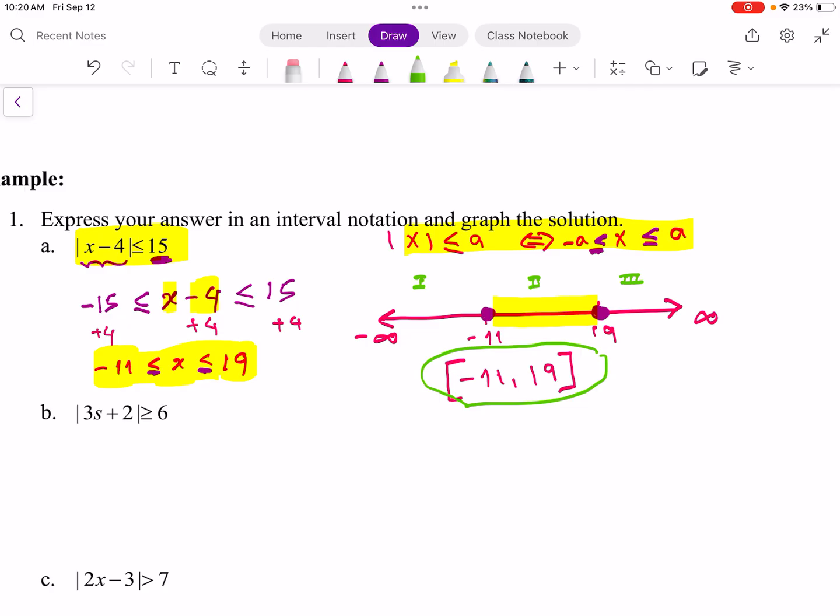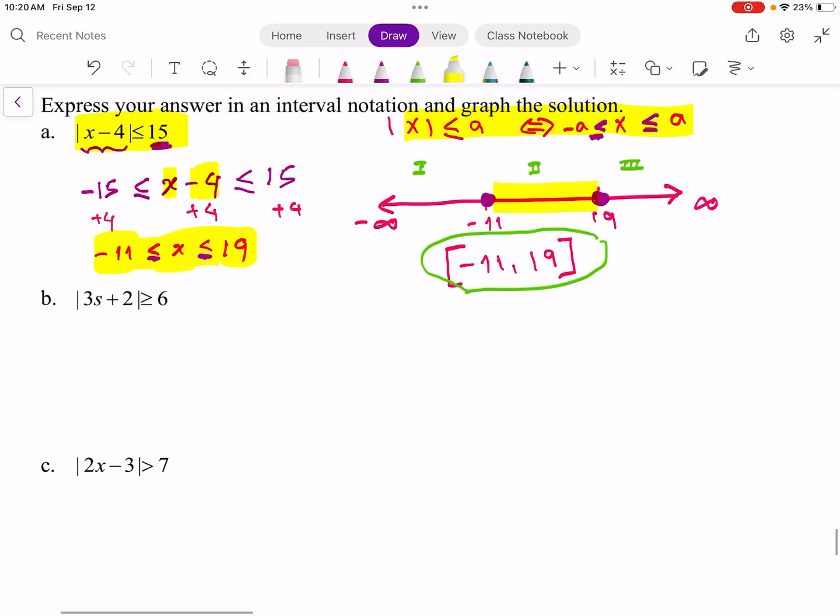Okay, any question? Okay, now let's go to the next one. Here we have the absolute value of 3s plus 2 is greater than or equal to positive 6.